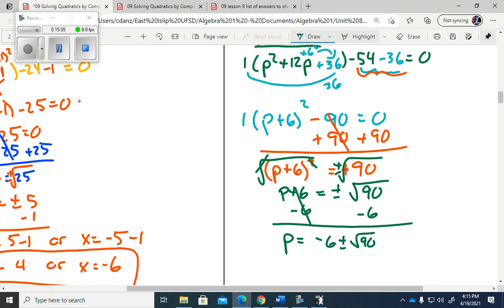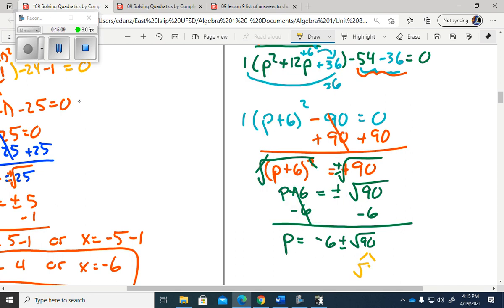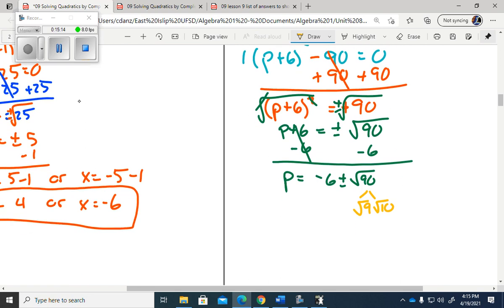But I have to know that I'm not done. I should know that this could simplify into square root 9 times square root 10, which is 3 rad 10. So p equals negative 6 plus and minus 3 rad 10. So that's probably the most efficient way of doing it. And this is an exact answer.